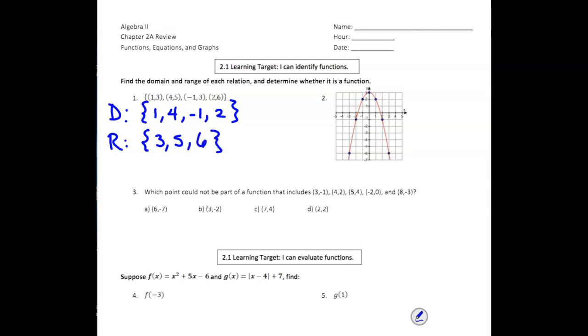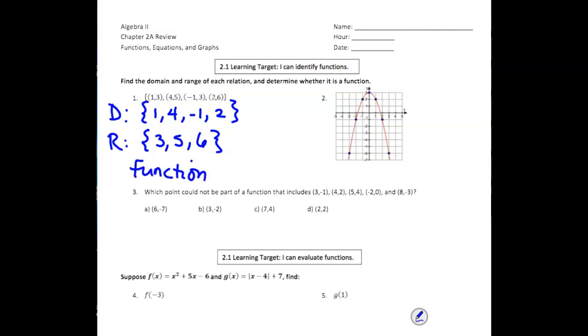Okay, so again, domain are x's, range are y's. The question also asks for us to determine if it's a function or not. Would this one be a function? So if we plotted the points, none of them would line up vertically, correct? We have all different x's. What you're looking for in terms of it not being a function would be the same x being paired with different y values. Okay? So this is a function.